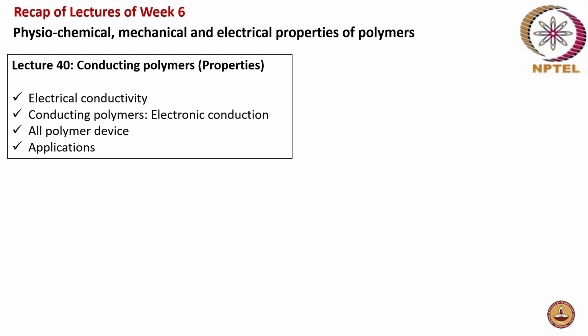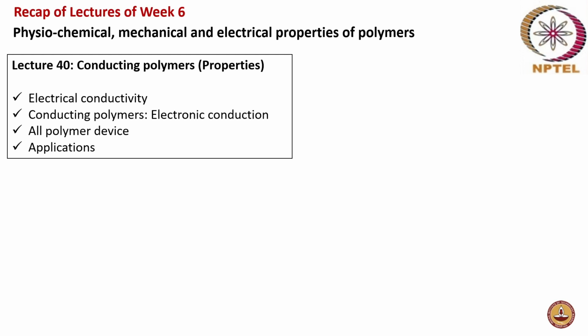Whereas in the case of an electrolyte, there is a dissociation of ions. Polar solvents lead to dissociation of ions. And how, in conducting polymers, does the electronic conduction happen? These were discussed. And what is an all polymer device? An all polymer device can have a conducting polymer and a dielectric polymer, in combination with a base material which is an insulating material. This was discussed, and it can be applied in sensors and actuators.